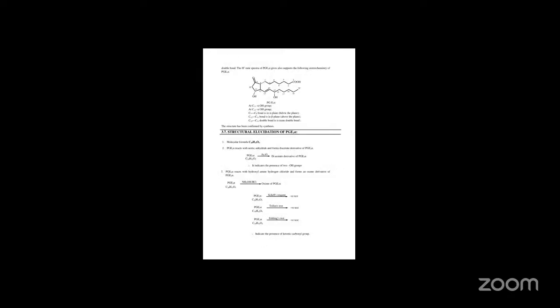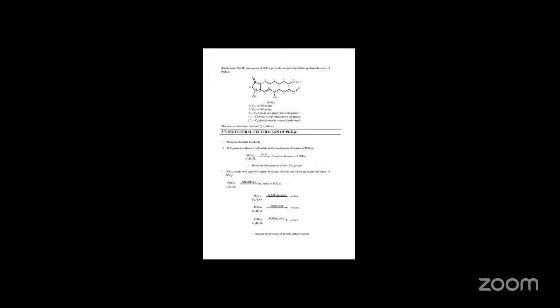This is the stereochemical structure of PG1 alpha: at the 11th carbon the hydroxy group is alpha, at the 15th carbon the hydroxy group is alpha, the bond between C7 and C8 is alpha, the bond between C12 and C13 is beta, and the double bond between C13 and C14 is trans.